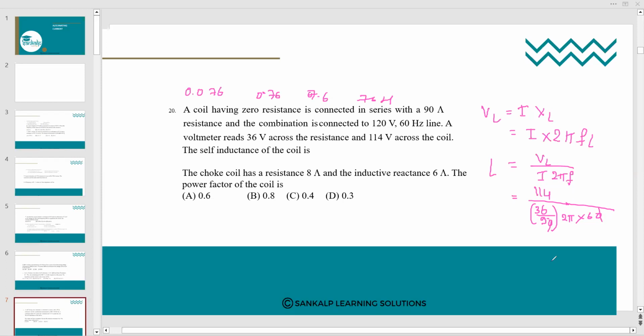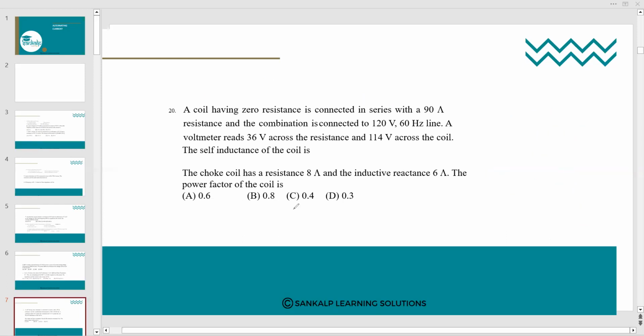12 into 2, 24 pi. So 114 divided by 24 pi. If you simplify this, you get 0.76 Henry. So 0.76 Henry is the answer, and option B is the correct option here. Okay, go for the next question.